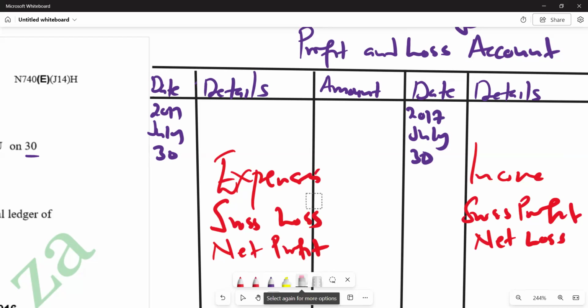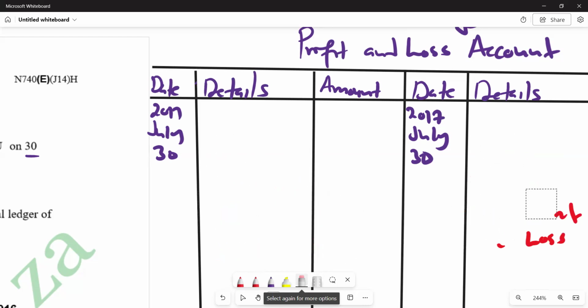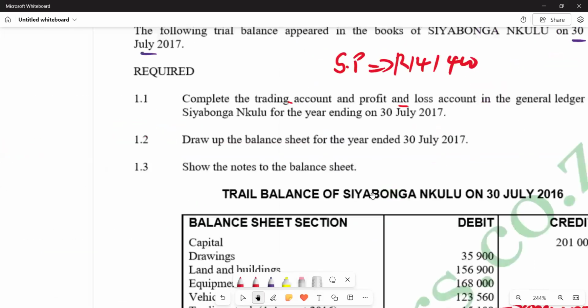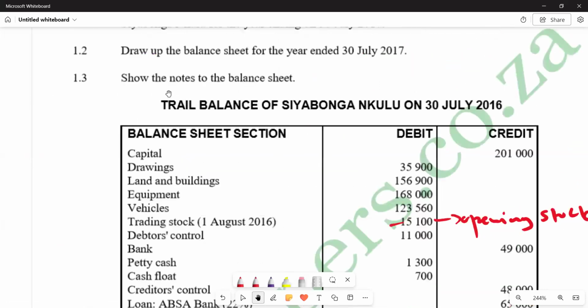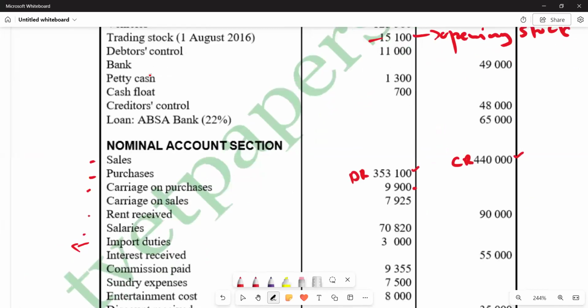So we can just go there and try to see which entries are supposed to come on the debit and which ones are supposed to come on the credit. Coming to our trial balance, that's where we're going to get the information. Remember, we get our information from the nominal account section. So that's where we are going to get our figures.